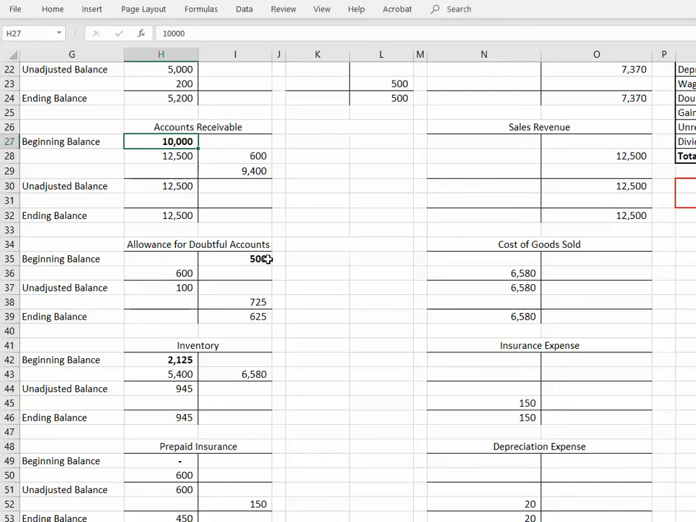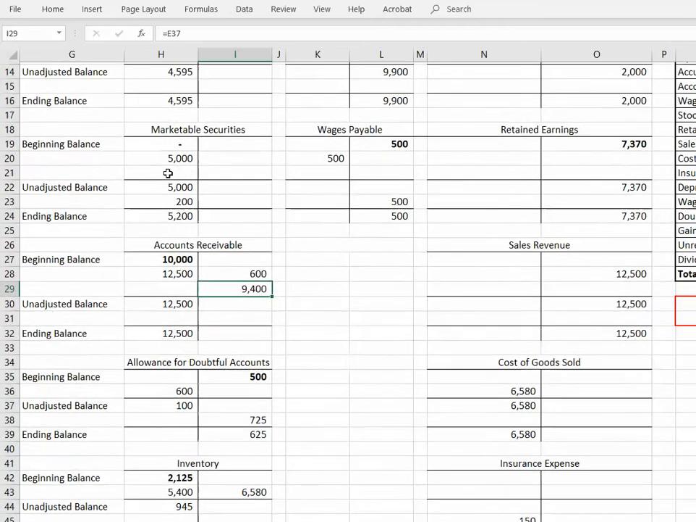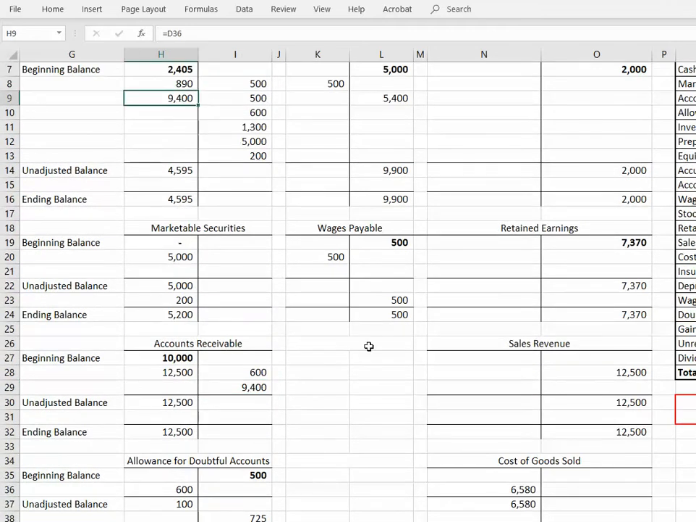And it also started with a $500 credit balance in its allowance account. The allowance for doubtful accounts represents the amount they did not think they were going to collect of the $10,000 receivables that they had on hand last period or last month. So they thought 5% of the receivables would not be collected. Well, what ends up happening is they have sales on account, you debit accounts receivable and credit sales. And what we also have is where they collect their receivables. And that's shown here.